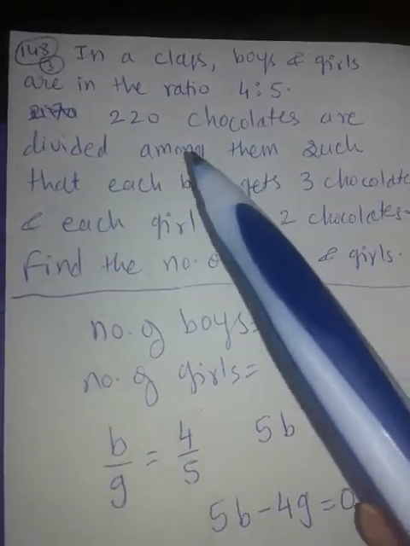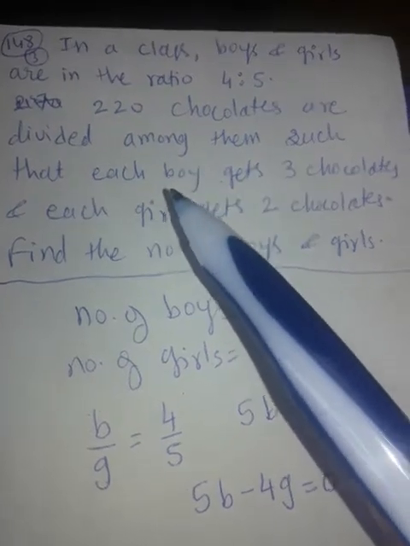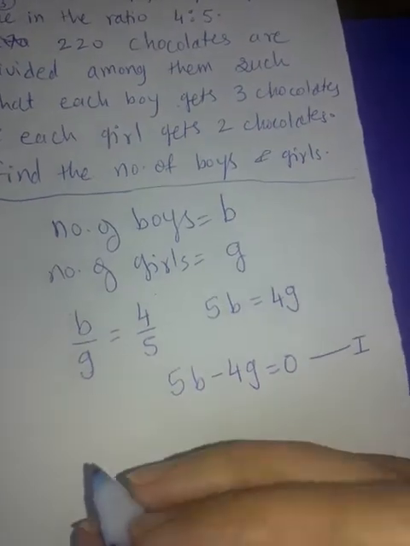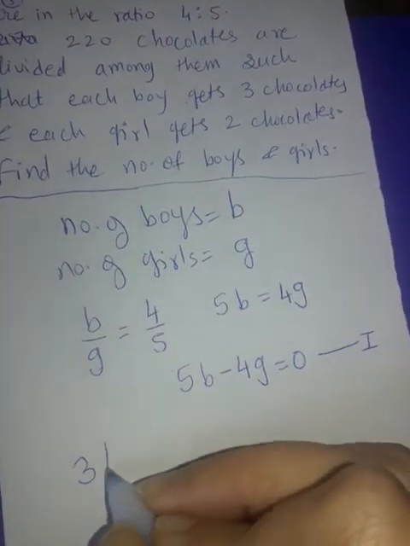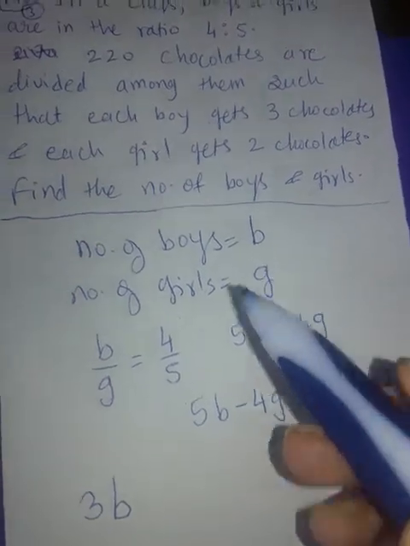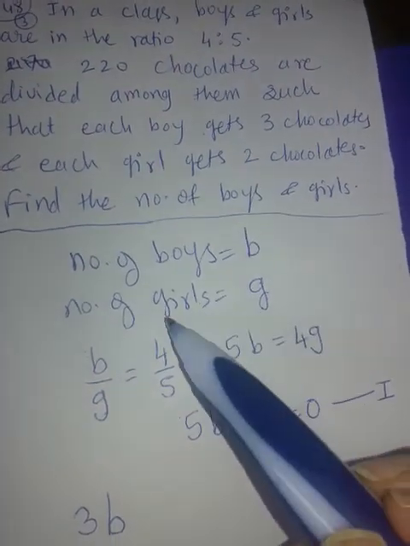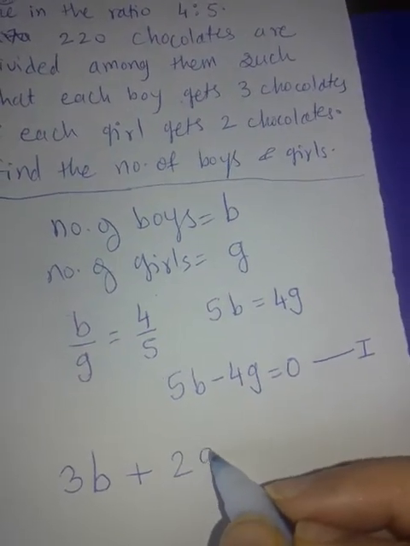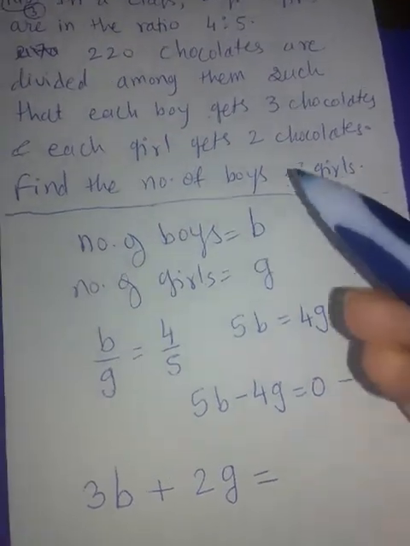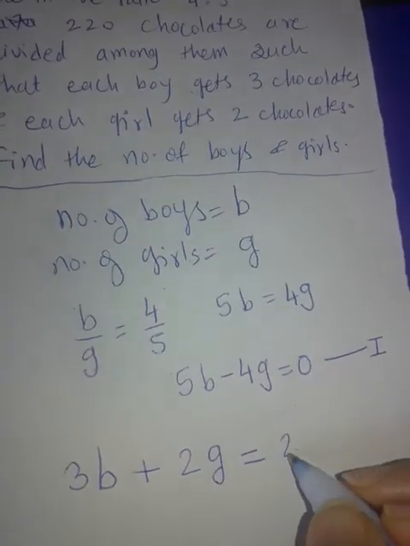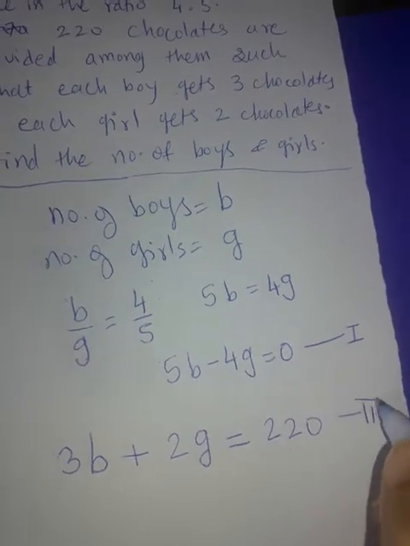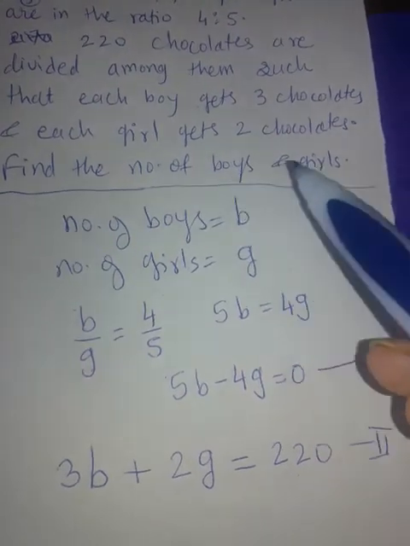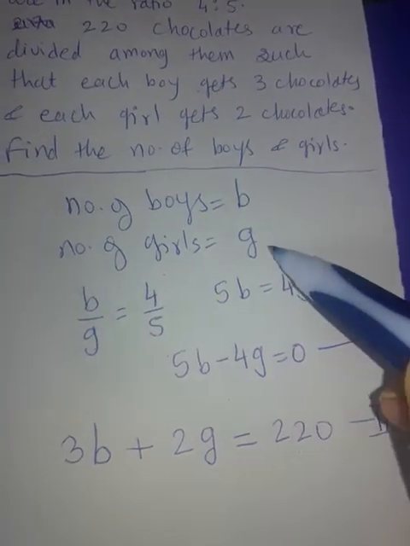Another piece of information is that 220 chocolates are distributed. How? Each boy gets 3 chocolates. Number of boys is B and each boy gets 3 chocolates. That means total number of chocolates given to boys will be 3B. Each girl gets 2 chocolates and number of girls is G, so chocolates given to girls will be 2G and total number of chocolates is 220. So this is our equation number 2. Getting it? The question is find the number of boys and girls. So we want B and G both.